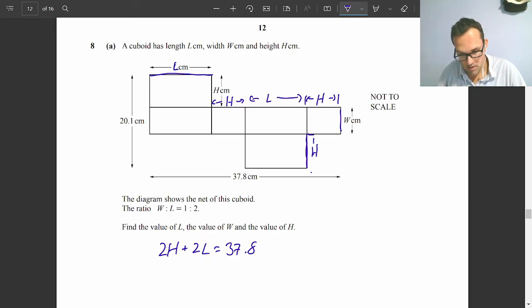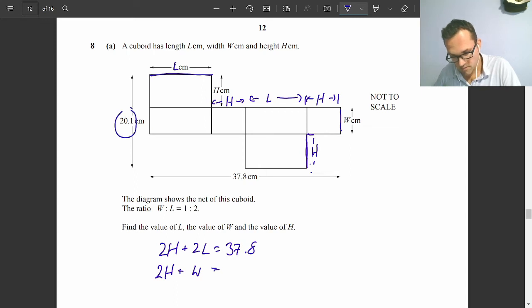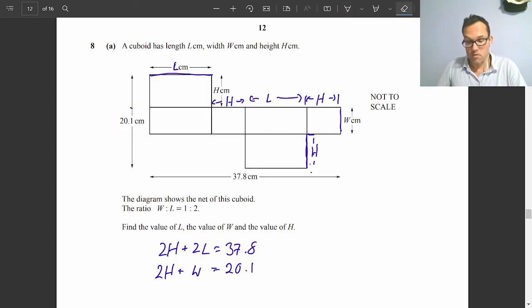Okay, so this one and that h is the same. So for the vertical line, if we add up the two h's, the two heights, plus the w, it will give us the vertical height of the net, 20.1. Okay, we're making good progress. We're picking up some marks already.